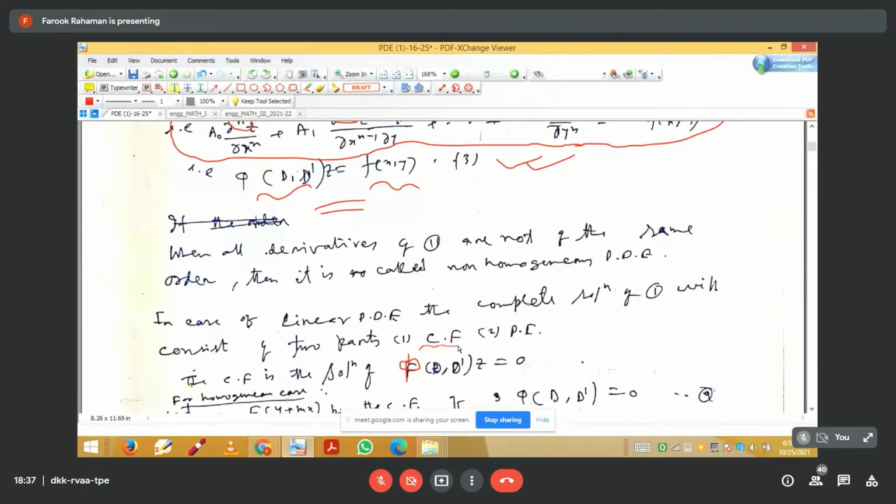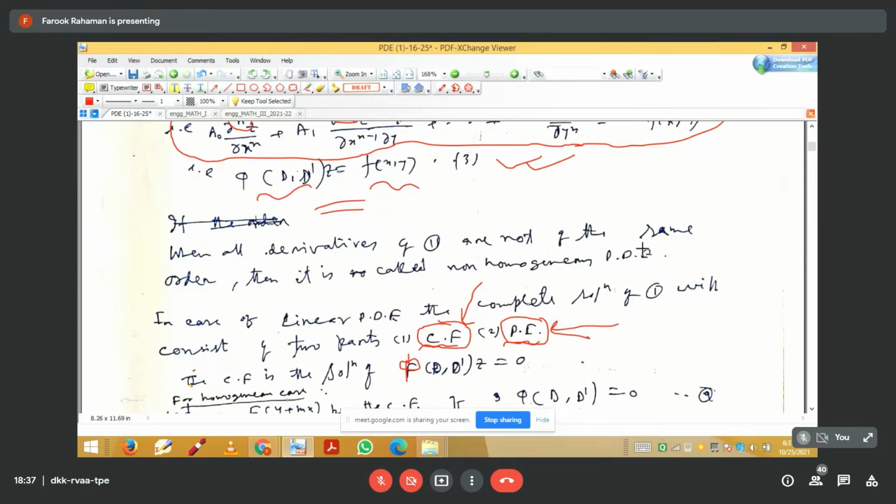Similarly, in partial differential equations, the general solution has two parts. One is called the complementary function, that is CF. Another is the particular integral, that is PI. And the general solution is CF plus PI. That means complementary function plus particular integral will be the general solution. So at first we try to find the solution in CF form, that is the complementary function. Then I will discuss the particular integral. So how to find CF?